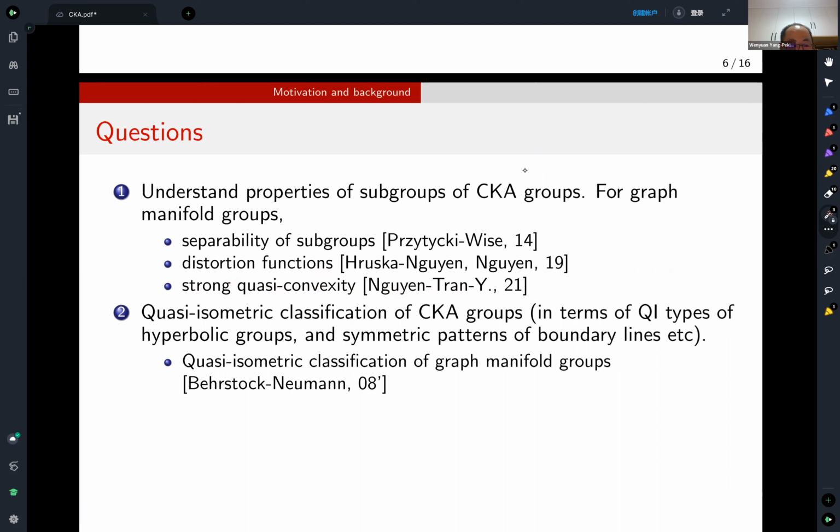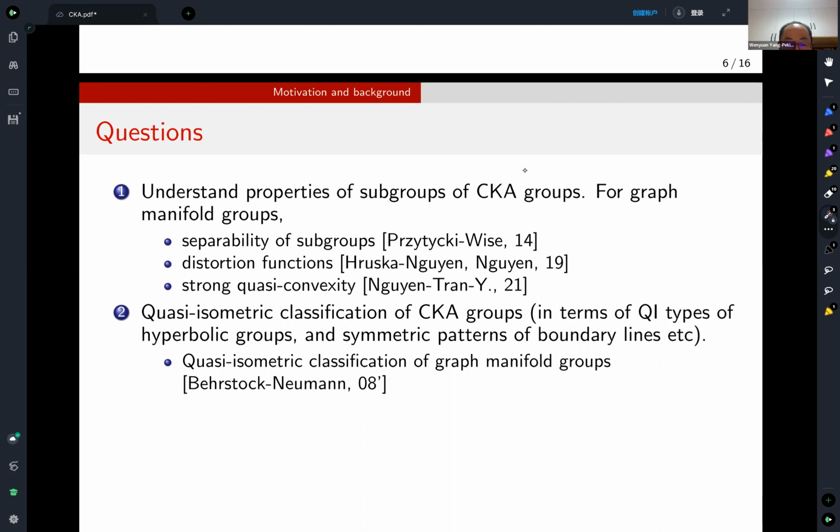Also, for the second question, we can try to give some quasi-isometric classification of CK groups in terms of the quasi-isometric types of hyperbolic groups, because we can build from any set of hyperbolic groups, doing this flip trick for instance. But in general this shouldn't be enough, because we also need to take care of how we choose this set of cyclic groups, or the symmetrical patterns of the boundary lines in each hyperbolic group, and how to glue them together.